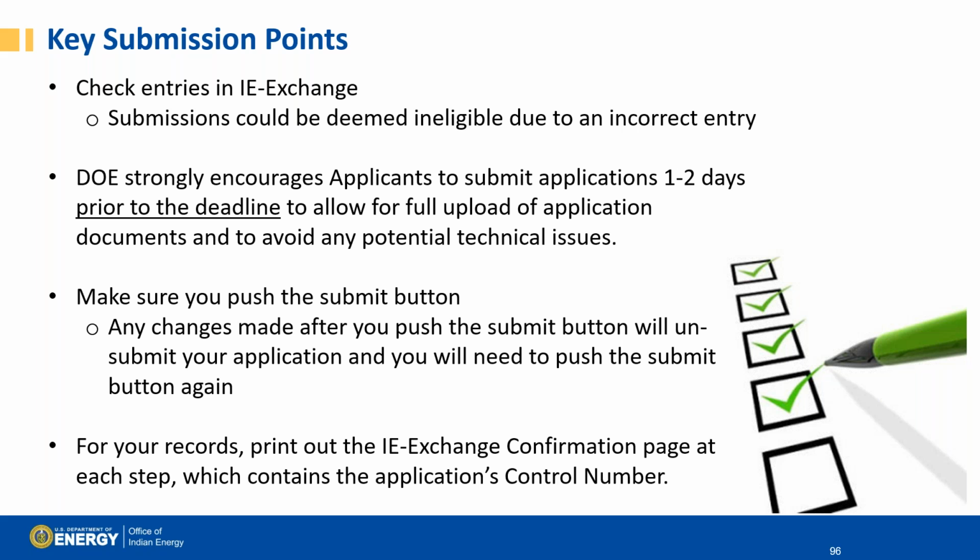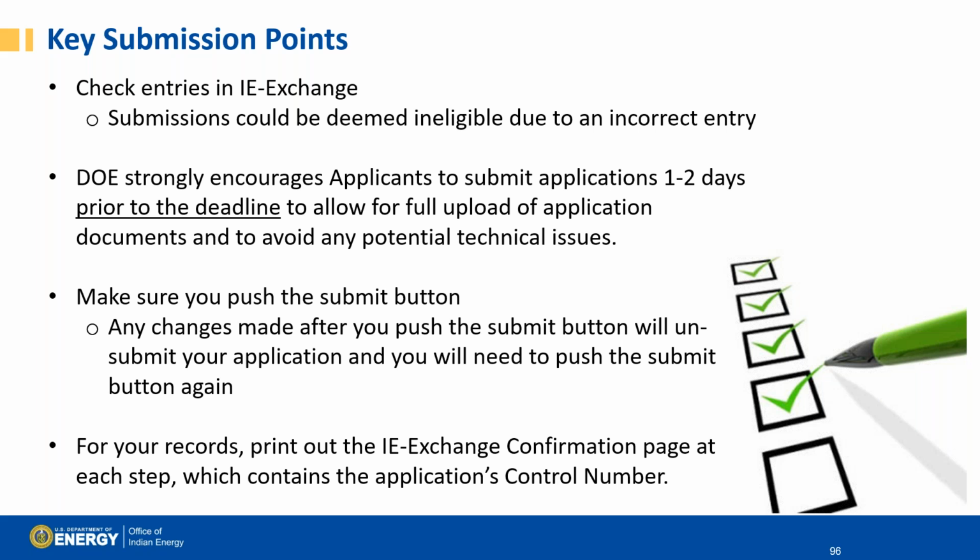Next, key information regarding submission of an application. Check entries in IE-Exchange. Submissions could be deemed ineligible due to an incorrect entry. We at DOE strongly encourage applicants to submit applications 1 to 2 days prior to the deadline to allow for a full upload of application documents and really to avoid any potential technical issues. So you're not there in the last second trying to submit the application and running into technical issues. Make sure you push the submit button. It's a small minor thing, but make sure you do push this button.